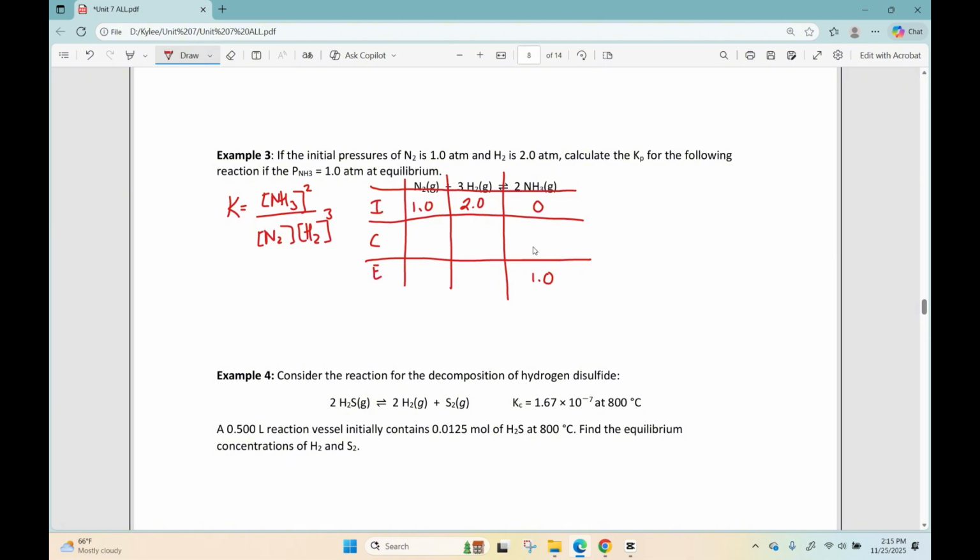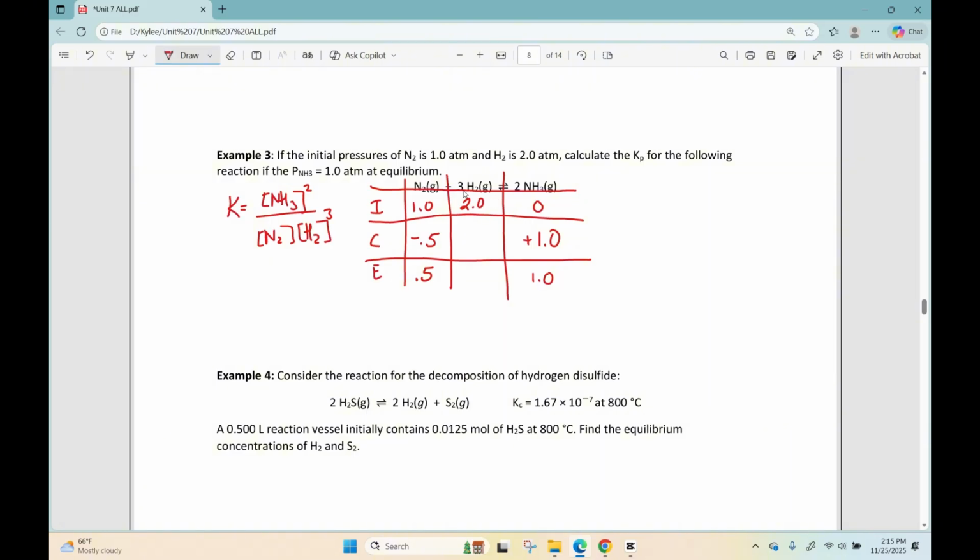So the change would be that this one increased by 1.0. This is where we start to look at our mole ratios. Nitrogen has no coefficient, but NH3 has a coefficient of 2. So that tells me that if NH3 went up by 1, N2 is going to go down by half as much. And if you wanted, you could do a little mole ratio to help that out. But this one's going to decrease by 0.5, which means at equilibrium it's 0.5.